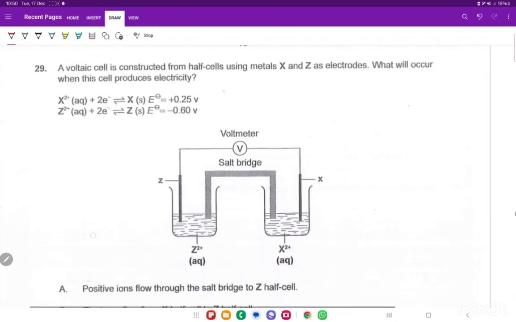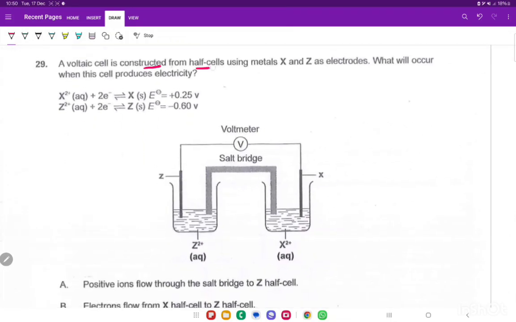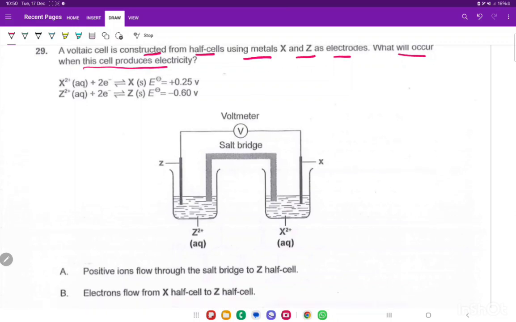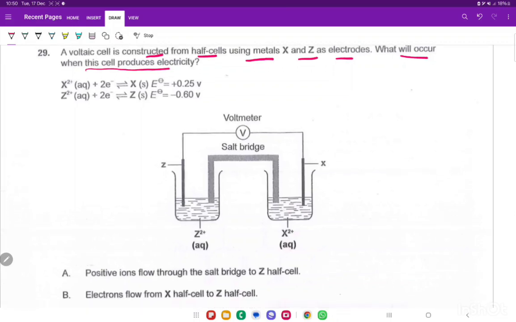Question 29. A voltaic cell is constructed from half cells using metals X and Z as electrodes. What will occur when this cell produces electricity? When the cell is producing electricity, it means the two electrodes are connected and the reaction is starting. In the equation, these are the reduction potentials given. X has a positive reduction potential and Z has a negative reduction potential.